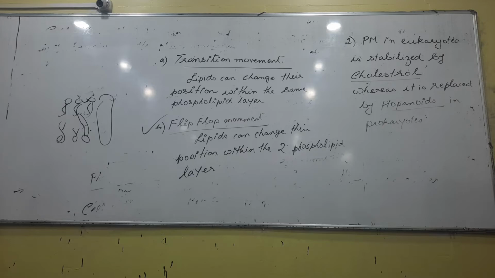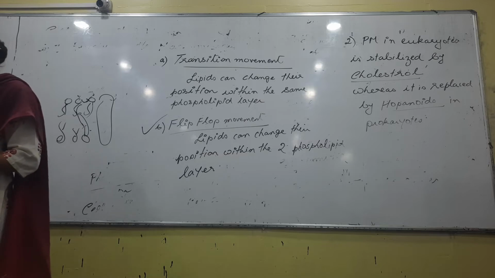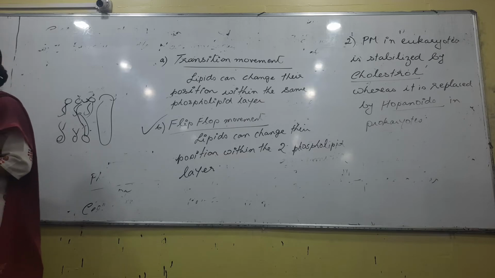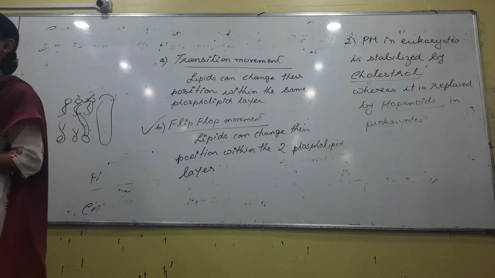The protein that stabilizes the plasma membrane and keeps it in a proper condition is a special type of lipid called cholesterol, and this cholesterol is present only in the plasma membrane of eukaryotes. Whereas in prokaryotes, cholesterol is absent; what is present separately is called hopanoids.